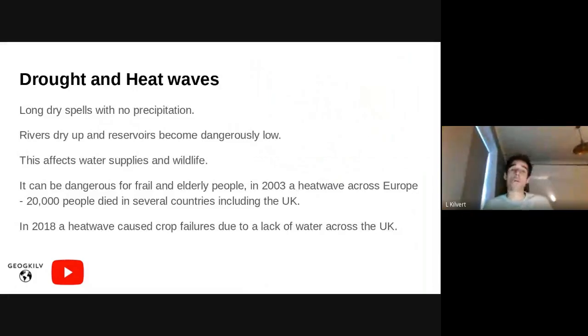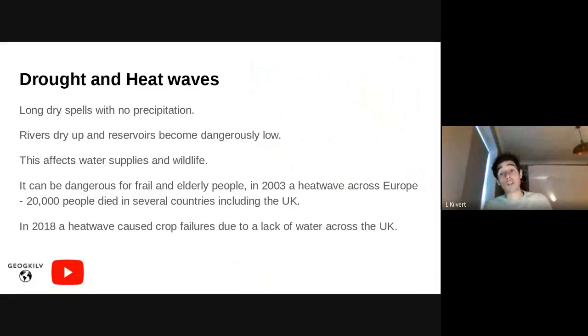Now, I said to you we need to start thinking about the knock-on effects of this. Well, the knock-on effect is if we get long spells with no precipitation, our rivers dry up and our reservoirs become dangerously low. And if I was going to use connectives to explain that, I would say that the rivers dry up, the reservoirs become dangerously low. Therefore, we lack water supplies, which can have an effect on wildlife, which means that we can't water crops. Those are the connective words that we need to use.